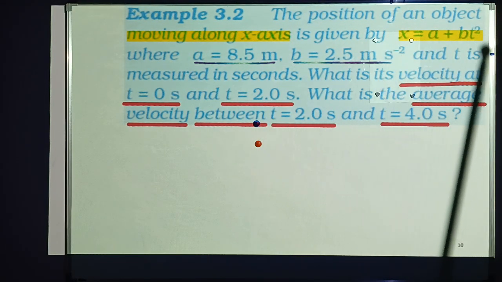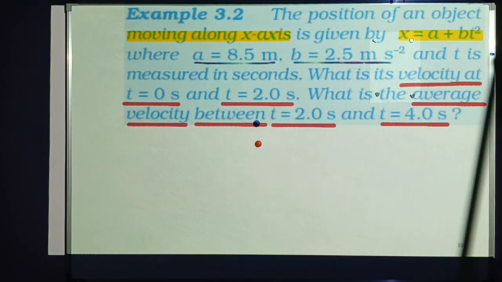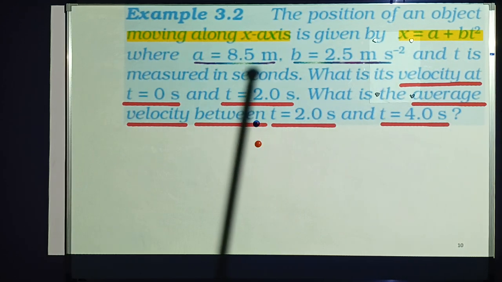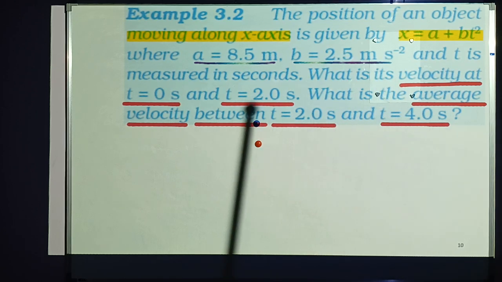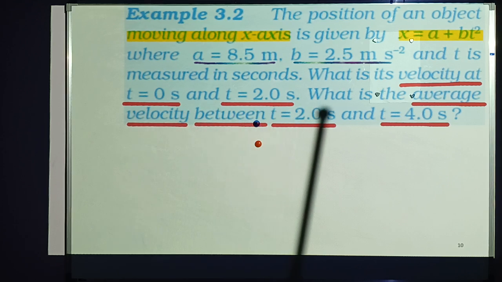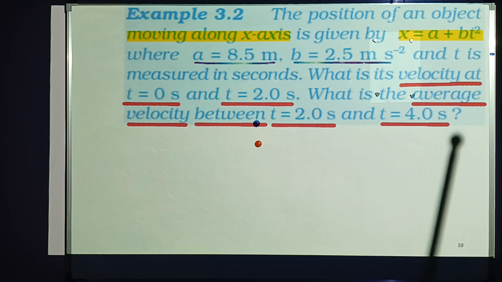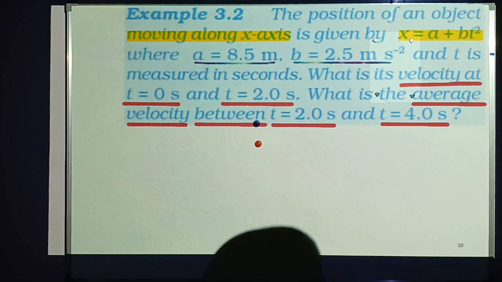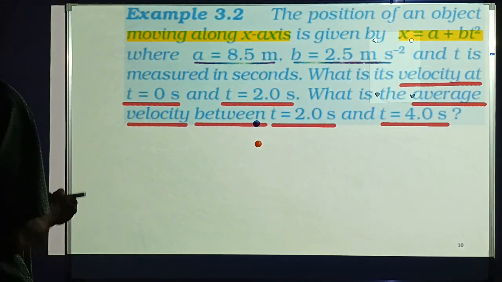The position of an object moving along x-axis is given by x equal to a plus bt square, where a is 8.5 meter, b is 2.5 meter per second square, and t is measured in seconds. What is the velocity at t equal to 0 and t equal to 2 seconds? What is the average velocity between time t equal to 2 and t equal to 4 seconds? This is a simple and straightforward question. It's a 1D motion along the x-axis, and x as a function of time is given.